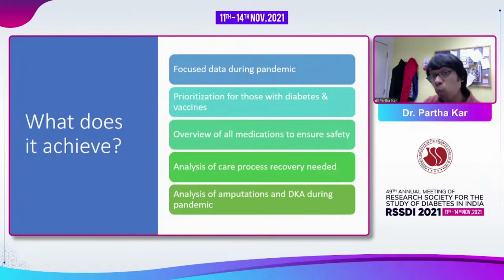We are also looking at what processes have dropped off. As you would expect, during the pandemic, lots of people haven't been able to see their doctors and their nurses, so we're trying to find that out. Also important points: what do we get with amputations? What's happening with diabetic ketoacidosis during the pandemic? So we got all that data.